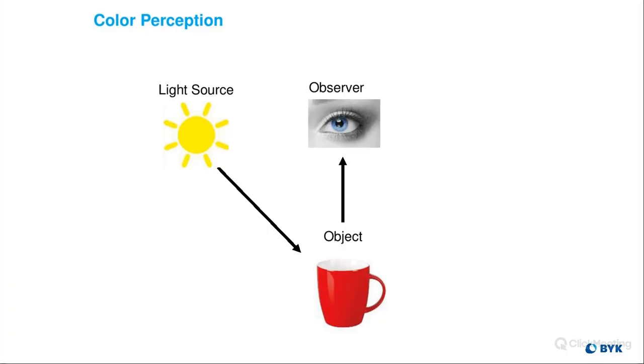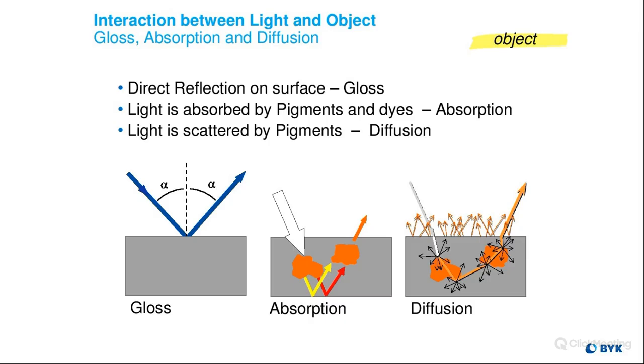So now we talked about the light source and the observer, so we're going to talk about the object. And there's many things that go into the color that we see visually. There's the direct reflection or the gloss off the surface. There's also absorption pigments that absorb certain colors and release other colors. And then there's diffusion pigments that diffuse the light into different directions.